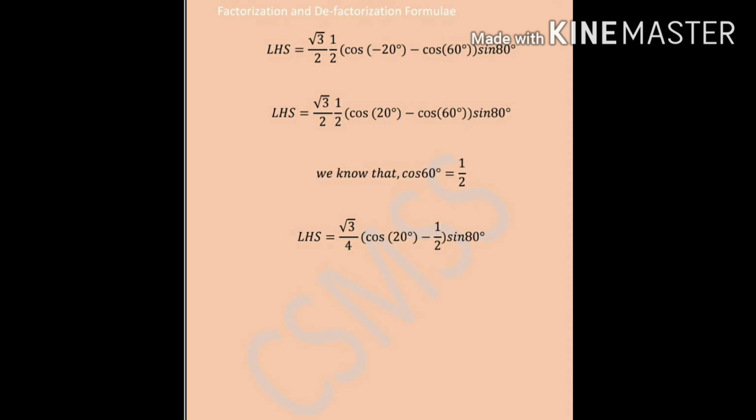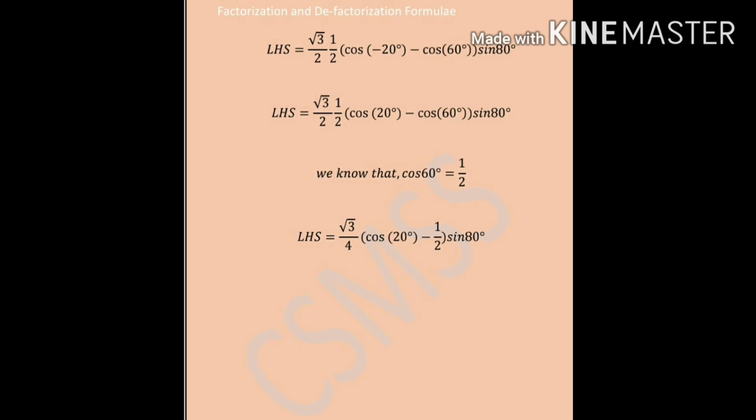LHS equal to root 3 by 2 into 1 by 2 in bracket cos of minus 20 degree minus cos of 60 degree bracket close into sin of 80 degree. That is root 3 by 2 into 1 by 2 in bracket, we know that cos of minus theta equal to cos theta, therefore cos of minus 20 degree equal to cos of 20 degree minus cos 60 degree bracket close into sin of 80 degree. And we know that cos 60 equal to 1 by 2.